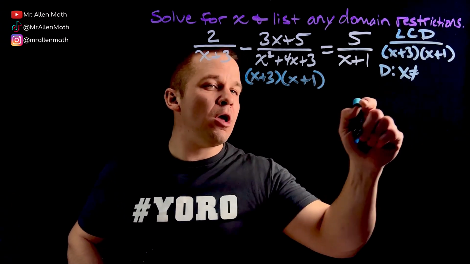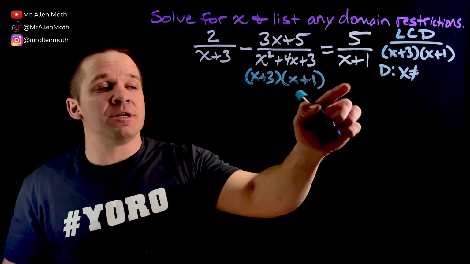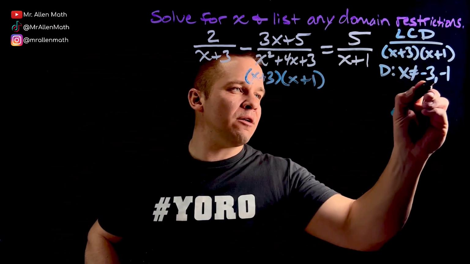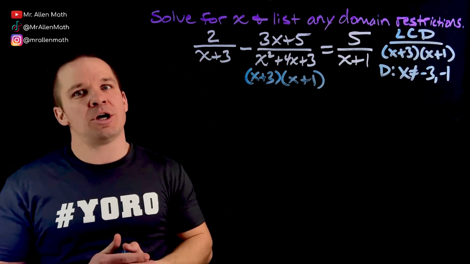X cannot equal negative 3, it'd make that one 0, and it can't equal negative 1, it'd make that one 0. So it's going to be negative 3 and negative 1. All right, already took care of that. That's awesome, that's rad.